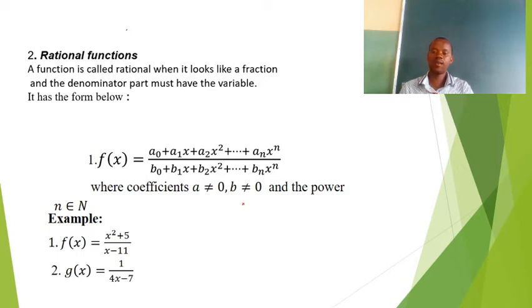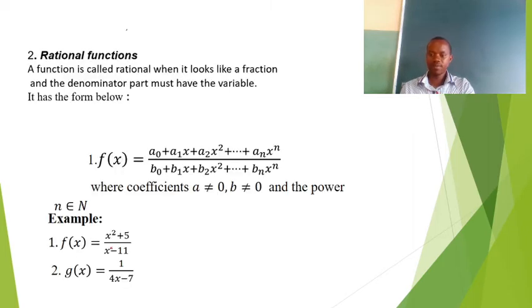Example number 1 is f of x equals x squared plus 5 over x minus 11. You can see that here we have the variable x. If we don't have the variable x, and it is only a number, in this case it will not be a rational function, but it will be a polynomial function. Example number 2, we have g of x equals 1 over 4x minus 7. Also you can see that in the denominator we have the variable.